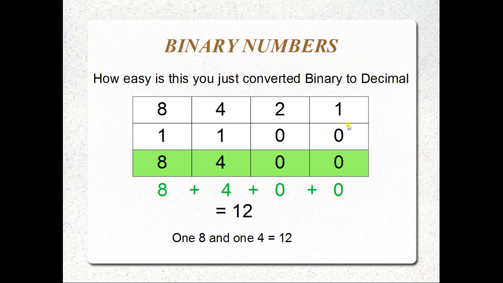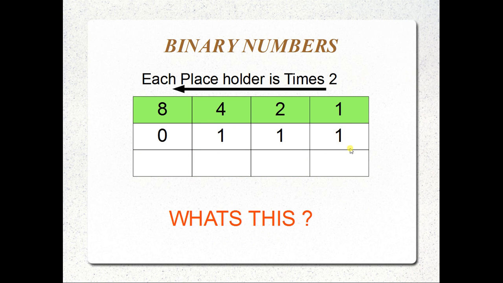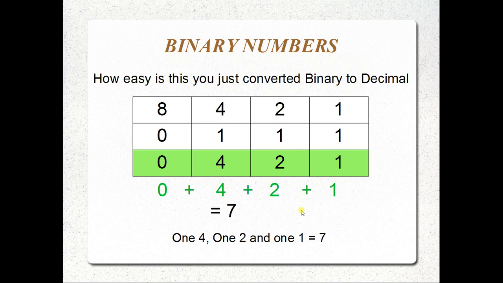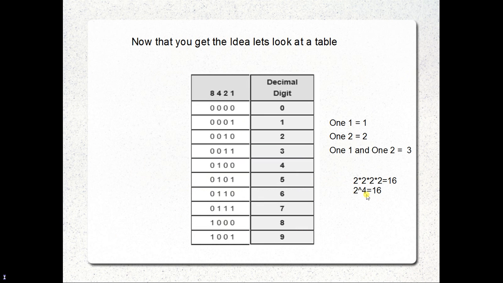But all you've got to really do is just remember it starts at 1 and it just doubles each time. So what's this? Okay, you've got 1 four, 1 two, and 1 one. 7. It's too easy. So now that you get the idea, let's go ahead and take a look at this table.